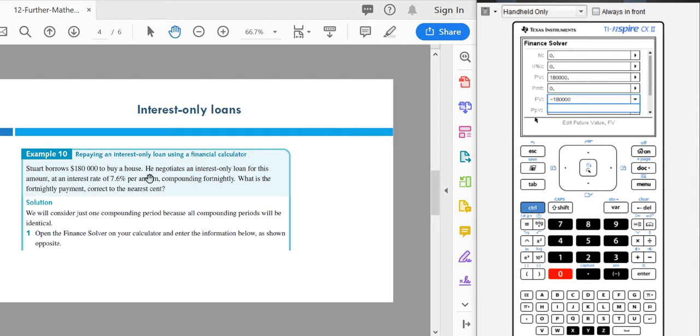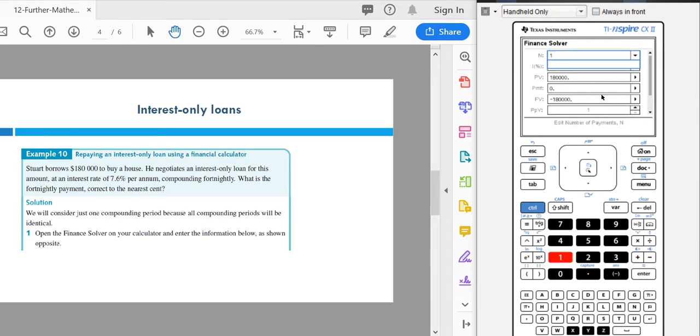The interest rate is at 7.6% per annum compounding fortnightly. Percent per annum will go in this one up here. 7.6 into there. And it says compounding fortnightly. What is the fortnightly payment correct to the nearest cents? So in this situation here, well, it says fortnightly payments. So I want 1 fortnight, don't I? So you can just put that one into there, put a 1 in here.